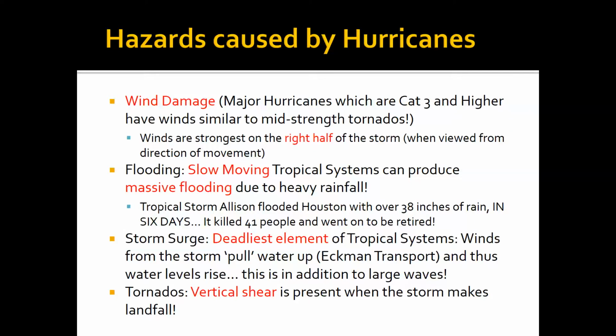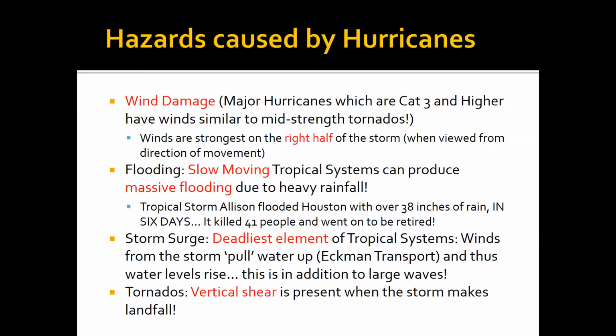So first off, wind damage. Hurricanes have very strong winds. And even if you're not in the eye wall, which is where the strongest winds are located, you could still experience very catastrophic winds that are capable of ripping tiles off of roofs, ripping roofs off of houses, hurling debris into windows, flipping over cars, causing all kinds of tremendous damage.